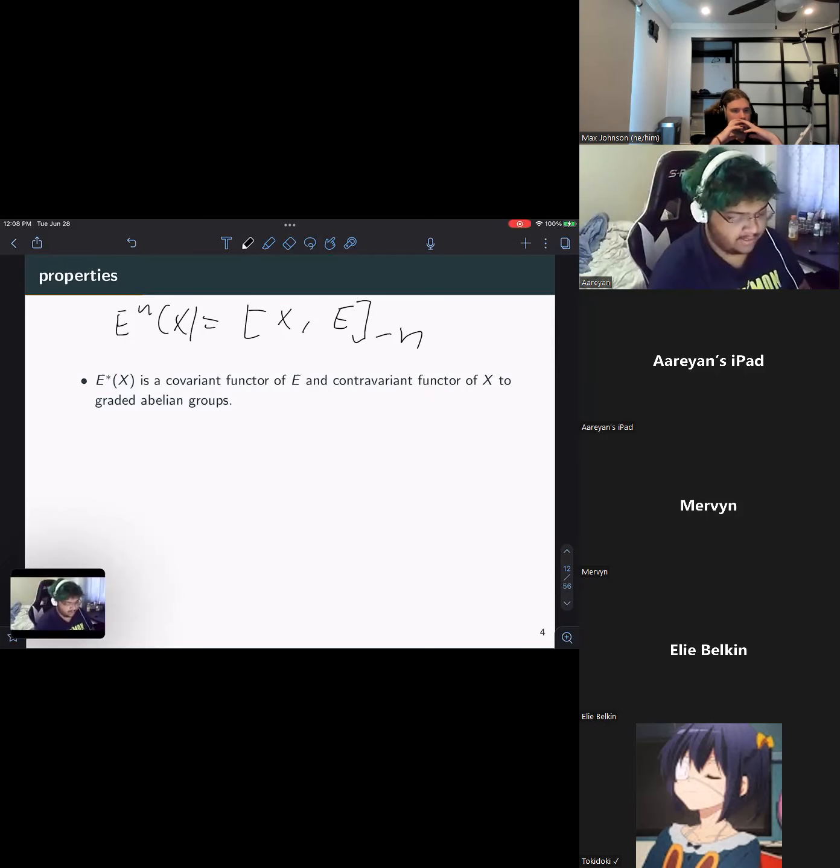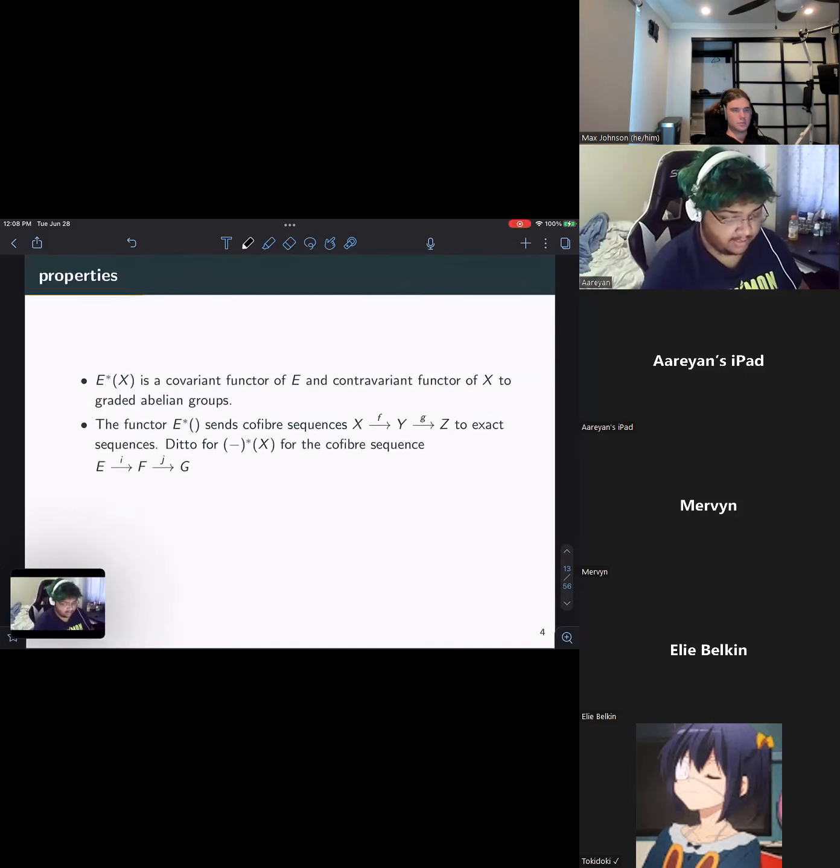So, okay, the first one is that this is a functor and it goes to graded abelian groups. Well, this is obvious, right? Obviously, this is a functor, and we know that it takes values in graded abelian groups. The next one is that it takes co-fiber sequences to exact sequences. And here the co-fiber sequence can be in this argument, or it can also be in this argument. And this is also kind of obvious.